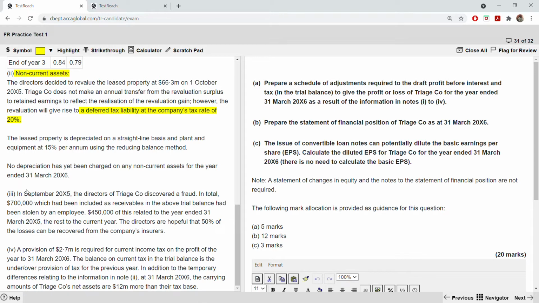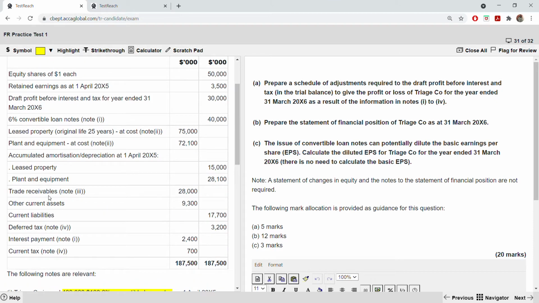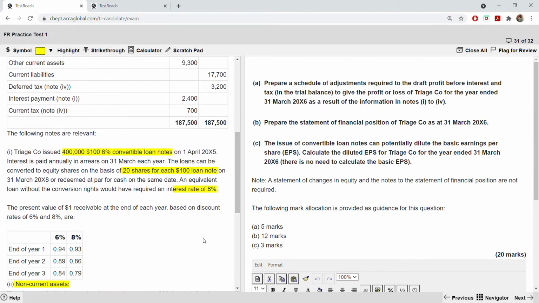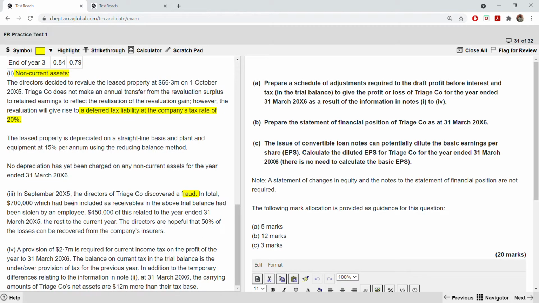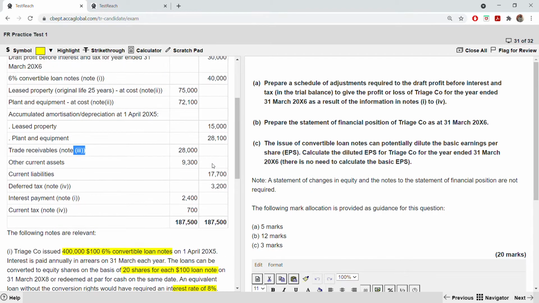Point 3. In September 2005, the directors discovered a fraud. So here they're talking about the fraud. In total, 700,000 which have been included as receivable in the above trial balance had been stolen by an employee. So if you see the trial balance, just go to the receivable. Yes, included in receivable. So that's why if you see here, trade receivable note 3 is there. So in this, it is 28 million.